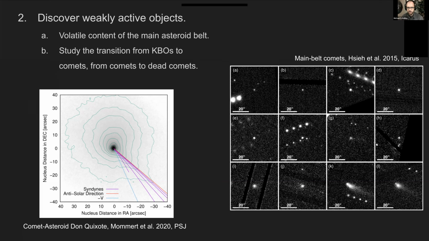We also want to find weak activity because it helps us understand transition objects. How does a Kuiper belt object transform into a comet? When does that activity start? What kind of material is released from it? Also, closer to the inner solar system, after a comet has gone around the sun so many times, how does it transform into a dead comet? So by identifying mass loss at the present day, we get that opportunity to do the follow-up characterization.